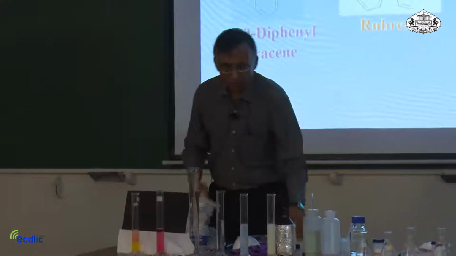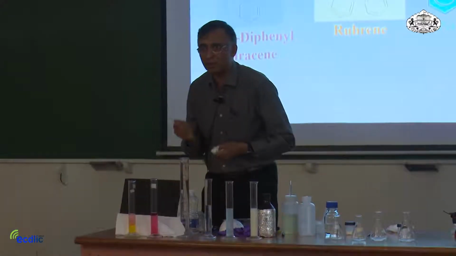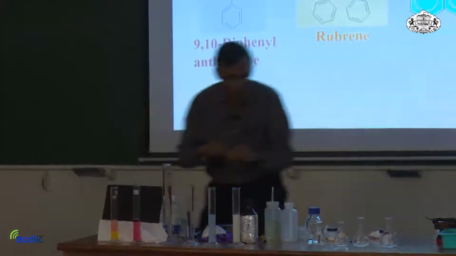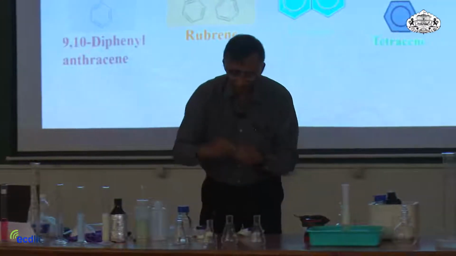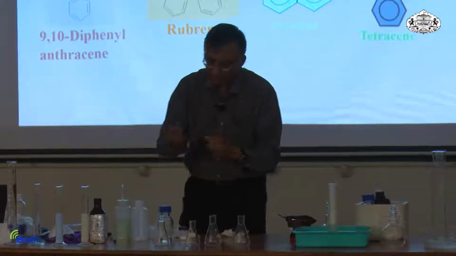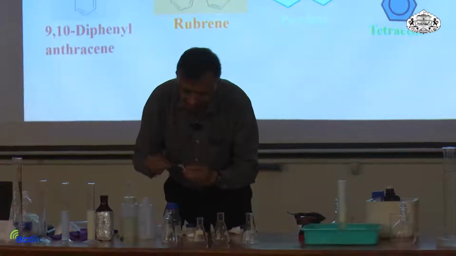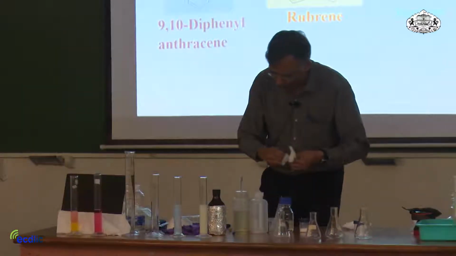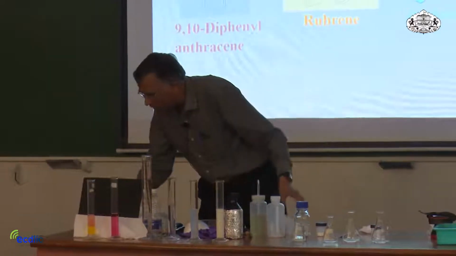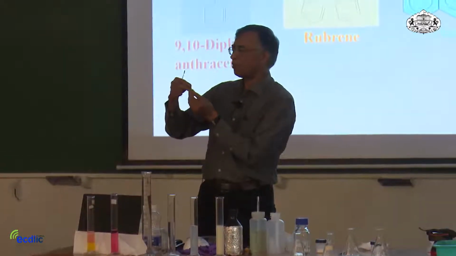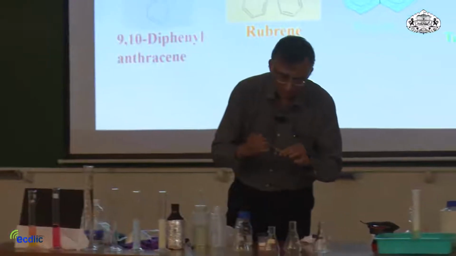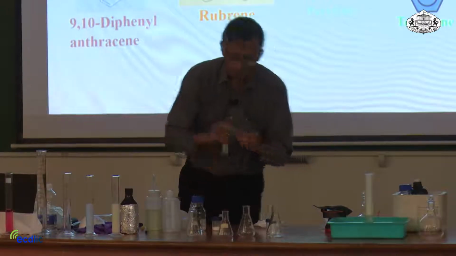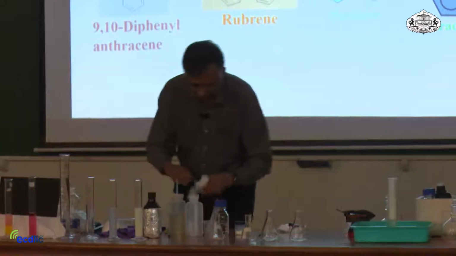Are you sure you still want to wait for your lunch and see this experiment? Okay. So these are the 4 places where I am going to do the experiment. This is 9,10 diphenylanthracene, and I need to wipe it in between. Second one will be rubrene. I assume this is rubrene, yes. Okay, the third one is perylene.